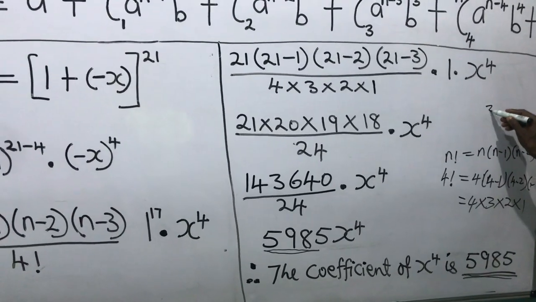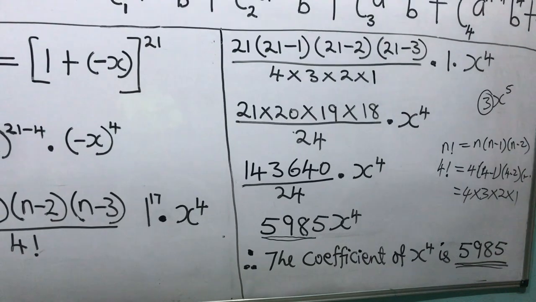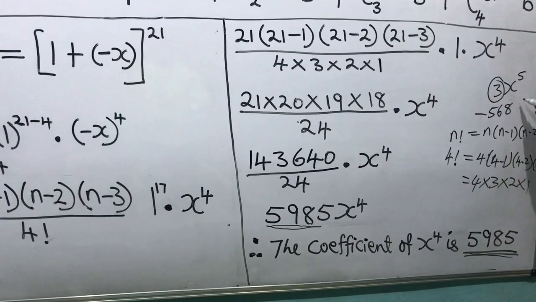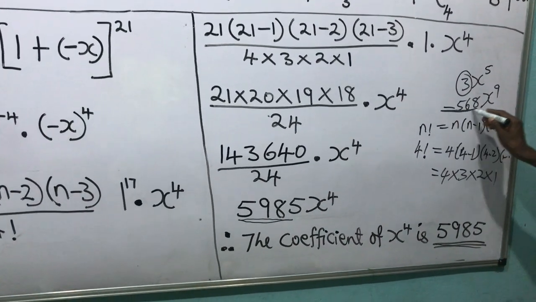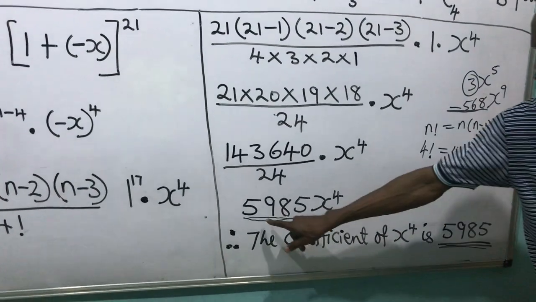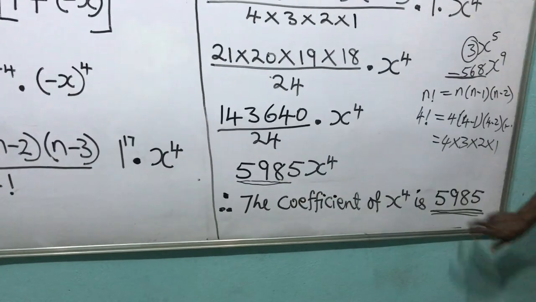Therefore, if I have 3 like this, x raised to power 5, the coefficient of x raised to power 5 is 3. If I have minus 568 x raised to power 9, the coefficient of x raised to power 9 is minus 568. So you have seen what I mean by coefficient. So the coefficient of x raised to power 4 is 5985, and that's our answer.